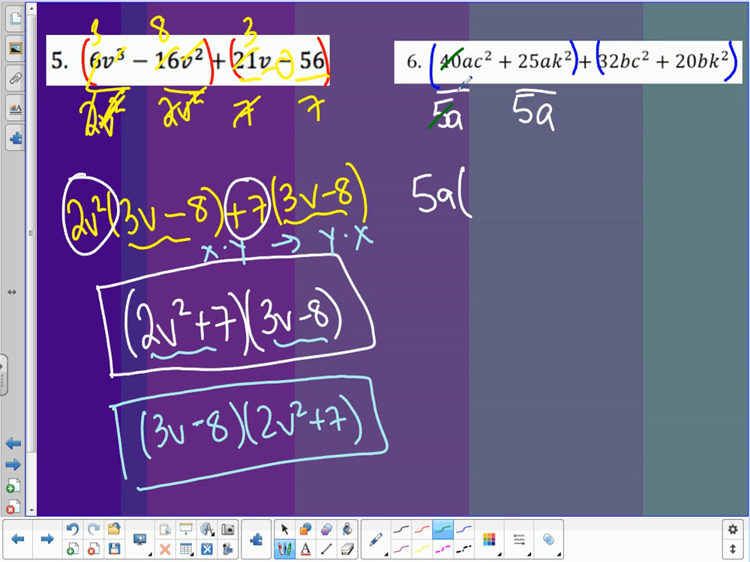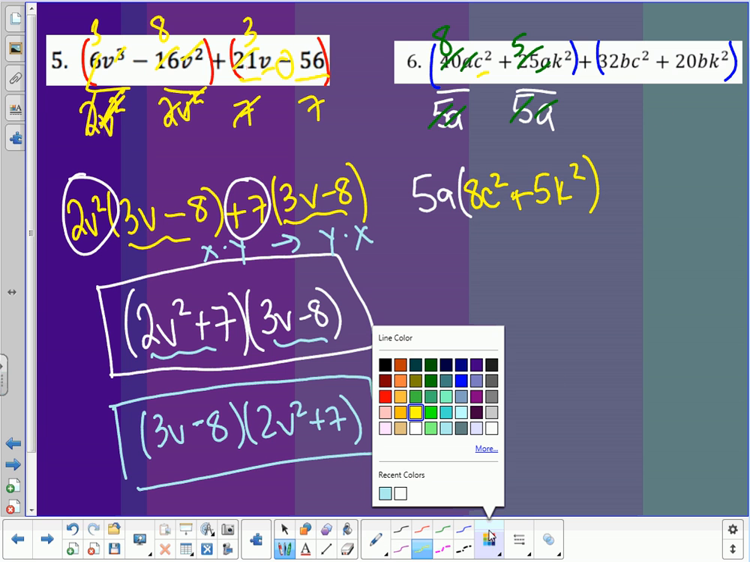40 divided by 5 is 8, and the a's go away. So I have 8, and then I keep the c squared. 25 divided by 5 is 5. The a's go away. So I have a 5 and a k squared, plus 5k squared. Whew. How about the second one?